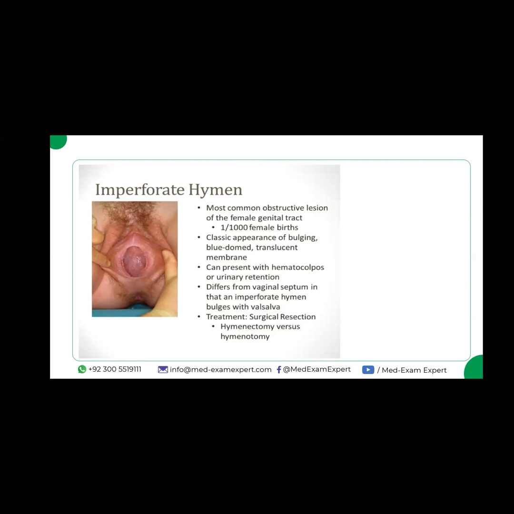The second differentiating point is that the membrane of imperforate hymen is bluish pink, whereas in the case of the transverse vaginal septum, the septum is mostly reddish pink. Treatment is basically done by surgery. We make a cruciate incision on the bulging part of the membrane.